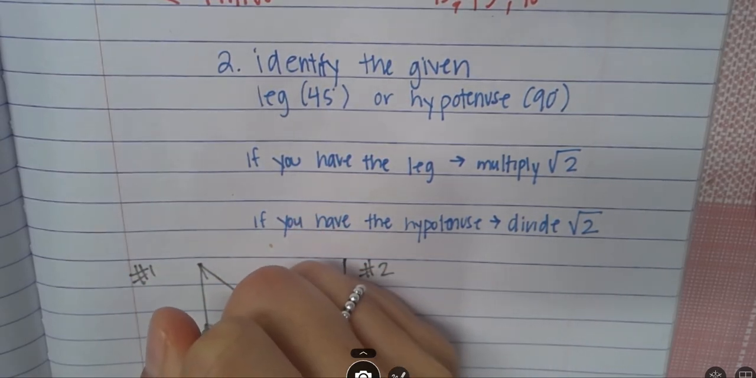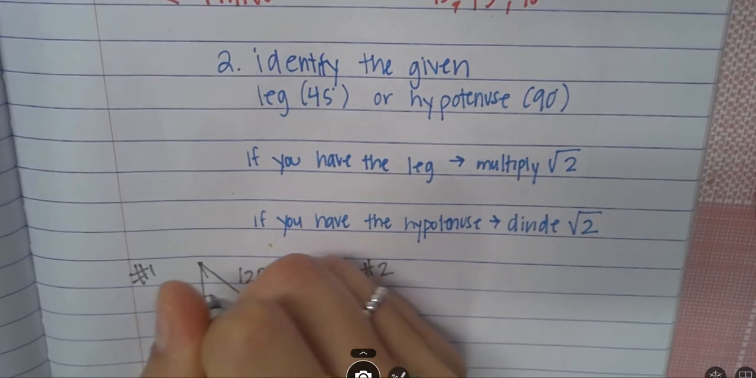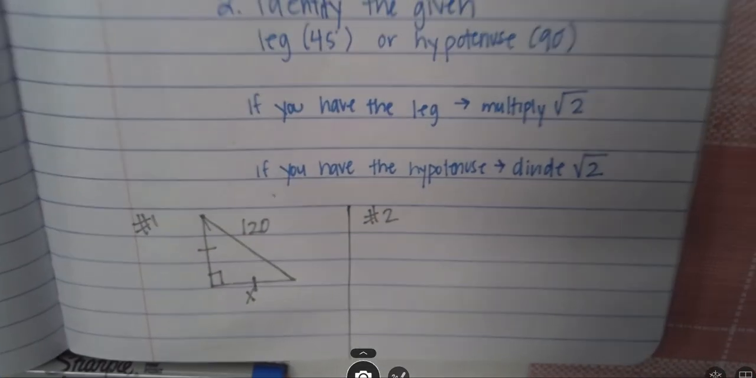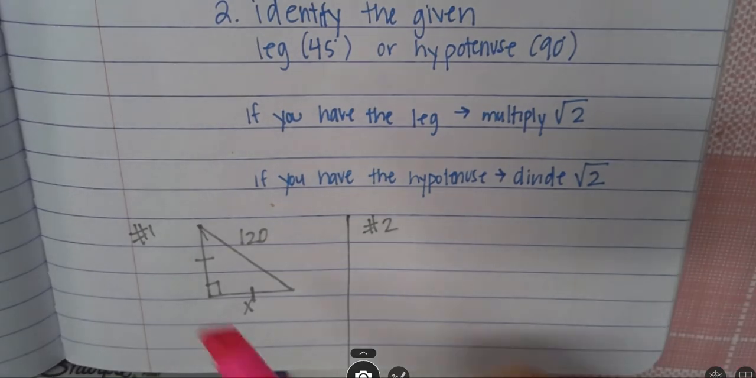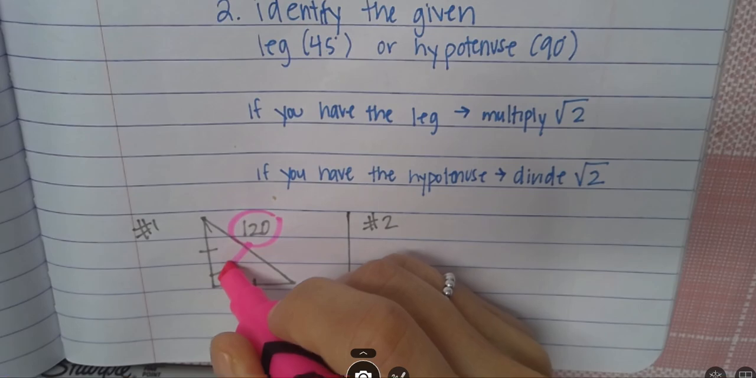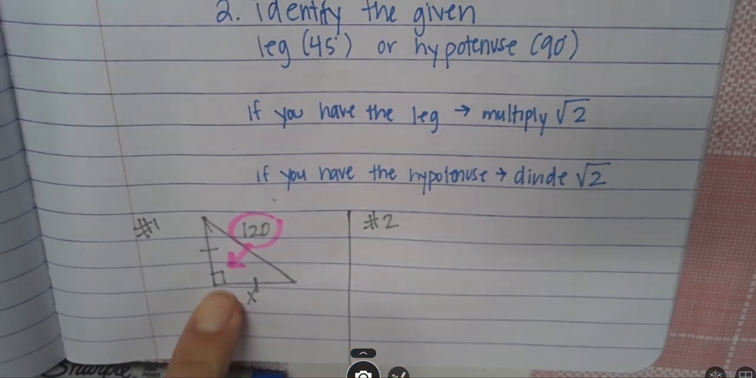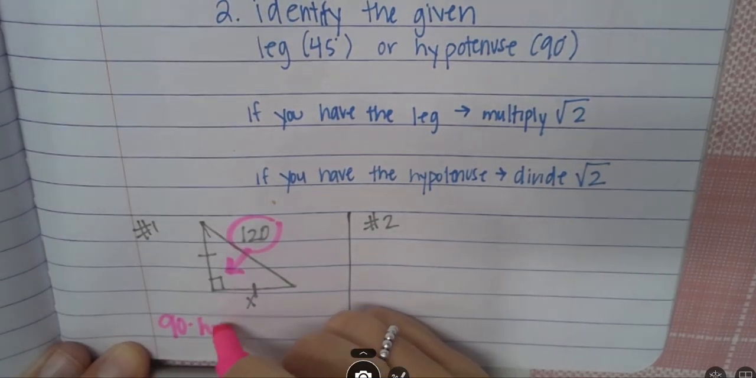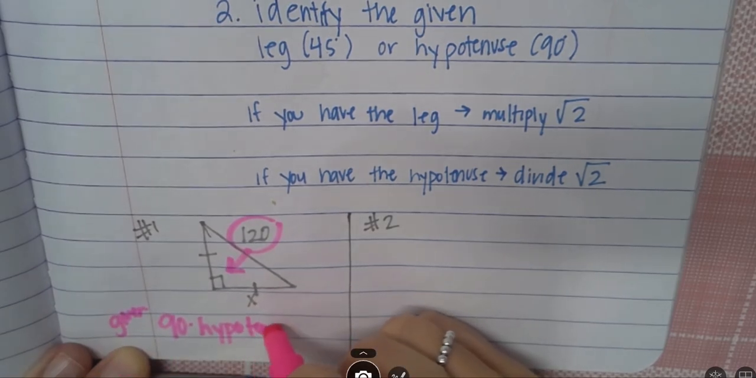So this is what y'all had earlier. This was 120, and you were trying to solve for this. These two are the same. Okay, so identify what's given. By given, I'm talking about a side length, a number outside, not the number inside. The one outside is 120, and it's across from what angle? 90. That box is 90. Because it's across from 90, that means it's the hypotenuse.